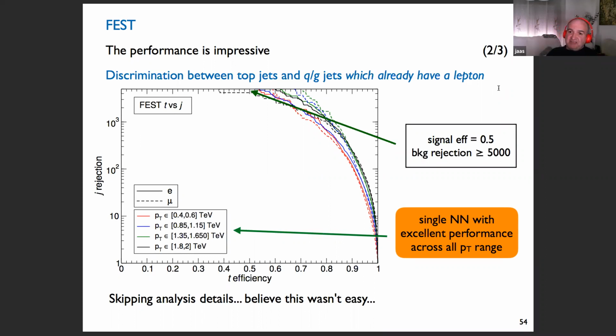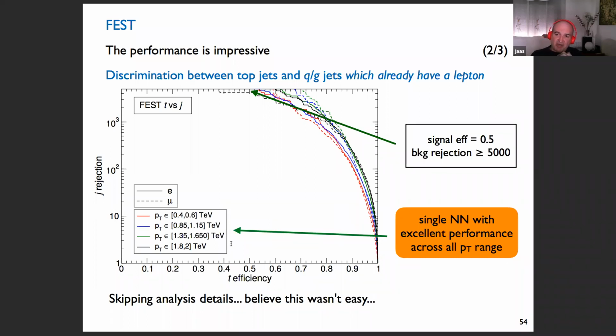You may also be interested in discriminating tops versus jets. And then you plot the ROC, and you see, again, an excellent discrimination. For a reference efficiency of 0.5, you have a background rejection of 5,000 and more. By the way, let me emphasize again that this is a single target working on all this pT range. It's not an array of targets.